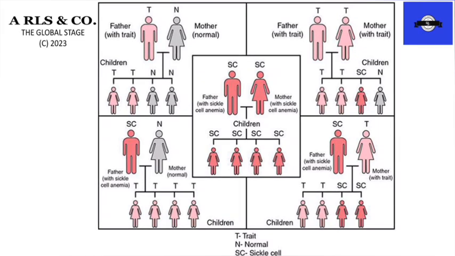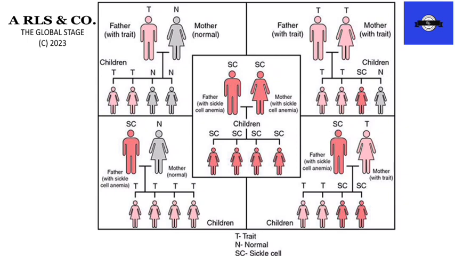Also, assuming that both parents, that is the mother and the father, have the trait, there is a 50% chance that your children will have the trait, a 25% chance that one of your children will have sickle cell anemia, and another 25% chance that your children will be normal. Again, if both parents have the sickle cell disease, then there's a 100% chance that all your children will have sickle cell anemia.